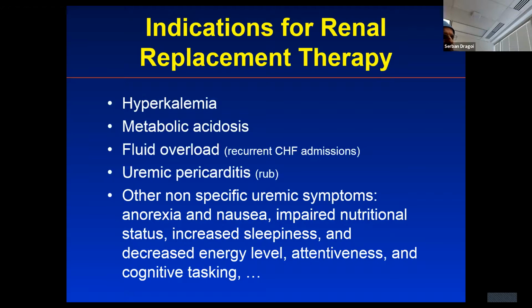Metabolic acidosis, we have things like sodium bicarbonate, other things that can tackle this issue. So it becomes unmanageable. Both of them can become unmanageable at certain points. So therefore, there are indications for replacement therapy. Fluid overload, as we know, recurrent CHF admissions, uremic pericarditis, of course. Other non-specific uremic symptoms, nausea, anorexia, impaired nutritional status.